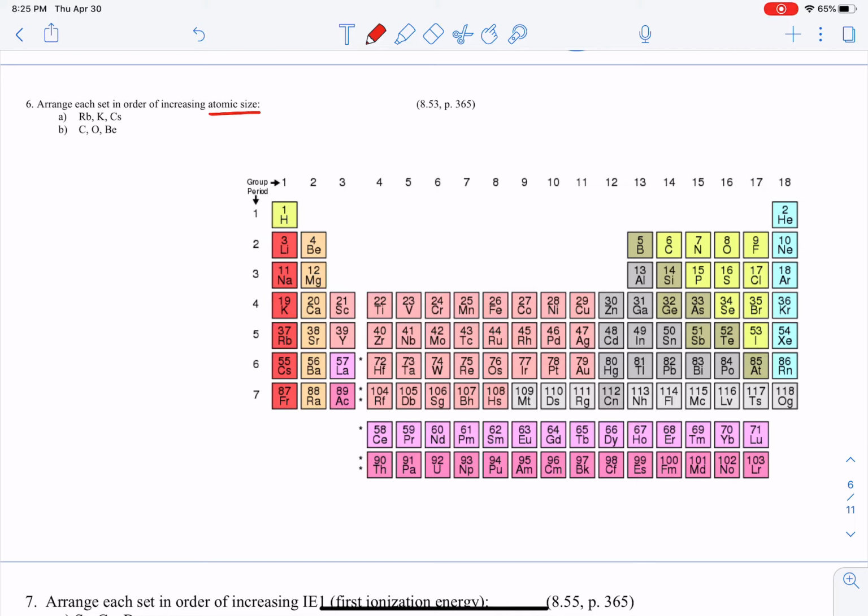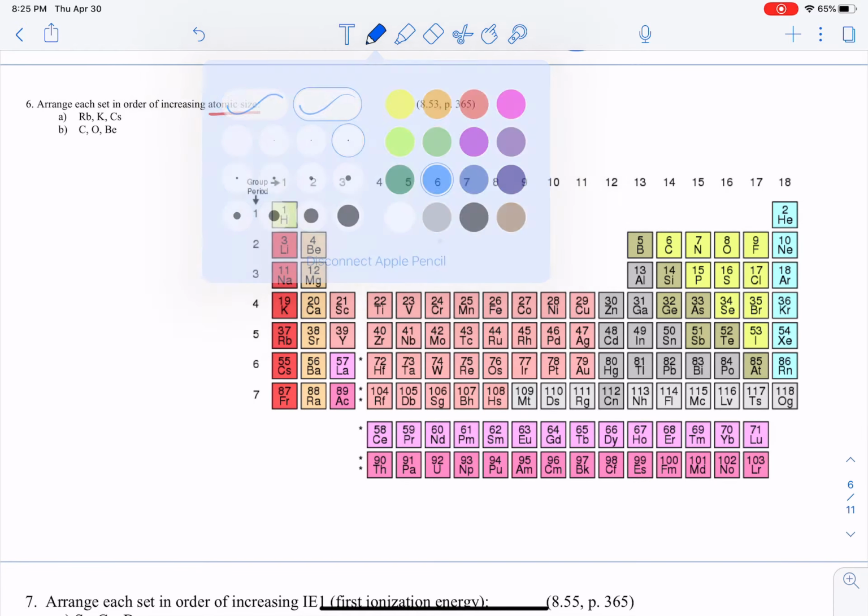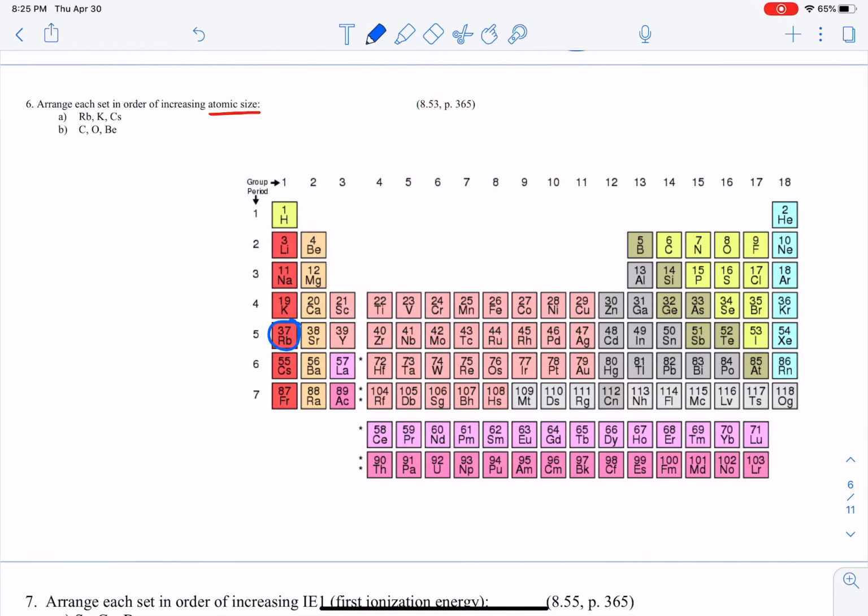Rubidium is somewhere here. Then we have K, then we have Cs, cesium. So we have to compare these in atomic size. We generally know that the atomic size increases as we go down the group.